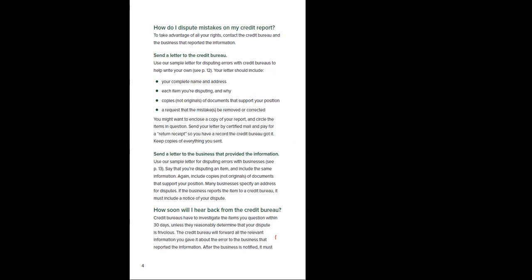But one thing you do need to know, you need to have those disputes cleared up before you have a mortgage application run, because again, you want it cleared up.